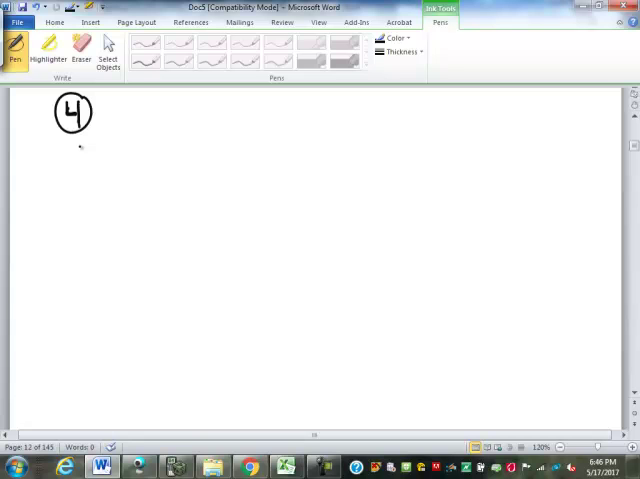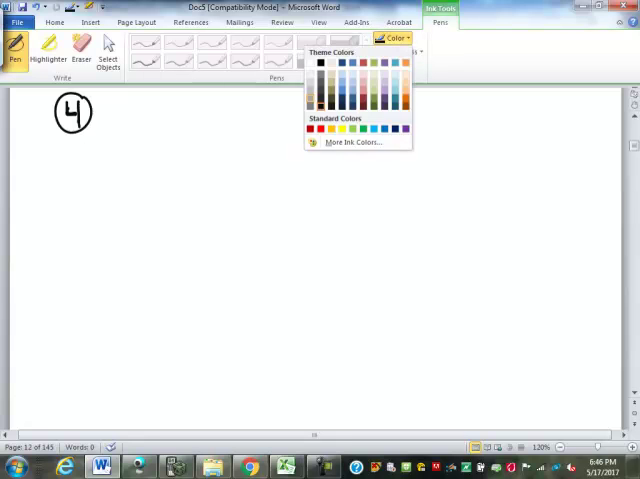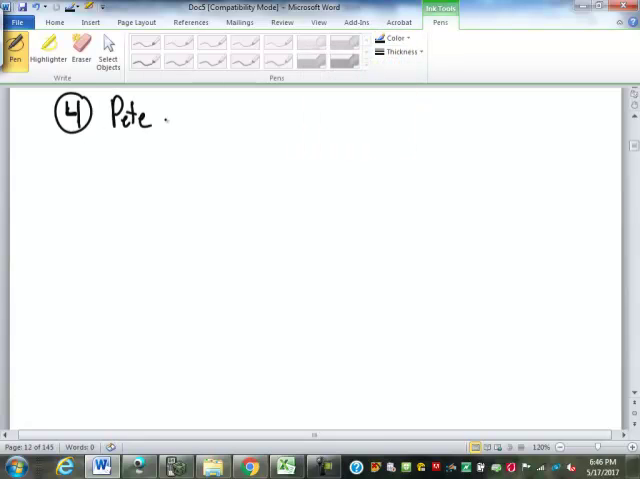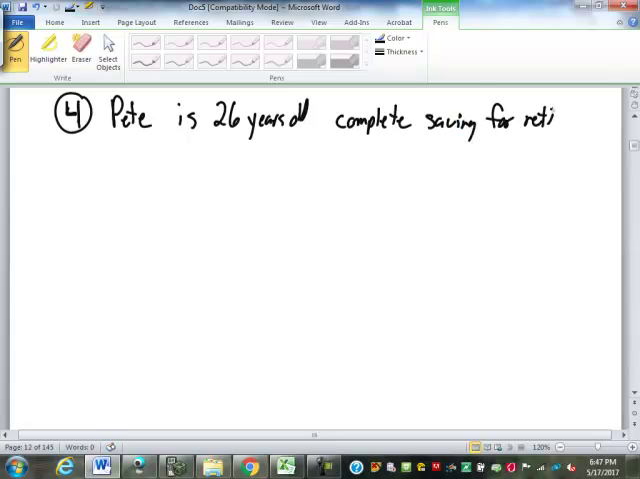So let's do an outline for number 4 here. So we're going to talk about Pete, who is 26 years old and wants to complete saving for retirement by 40. Doesn't want to have to pay anything in anymore after 40.